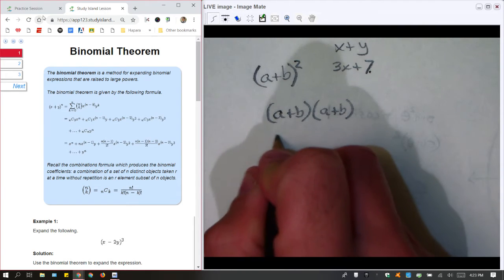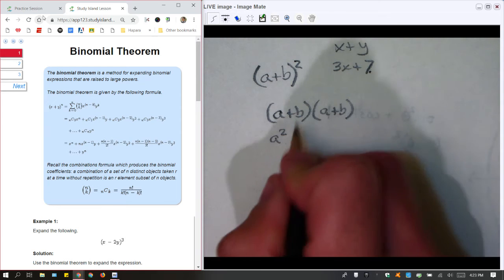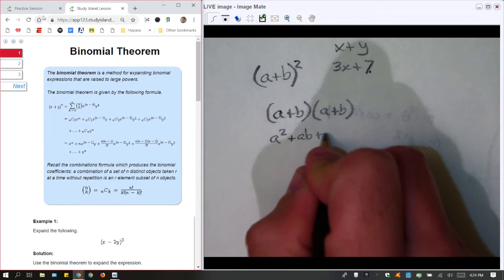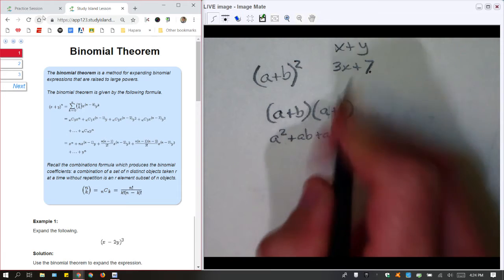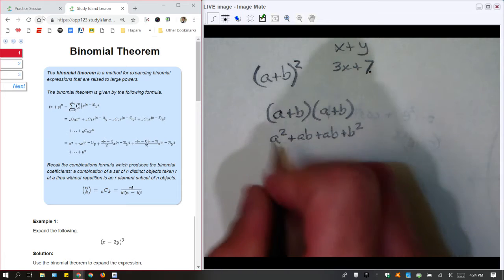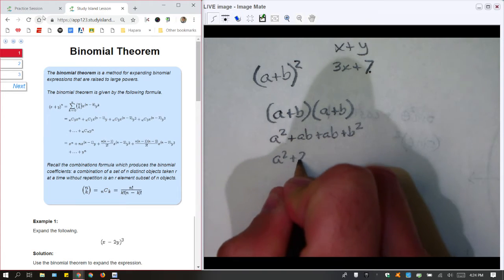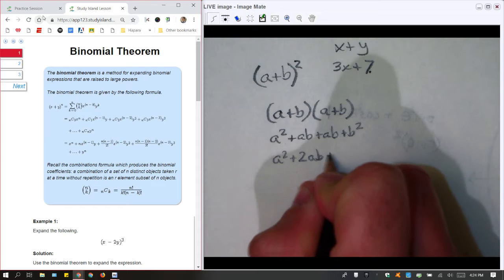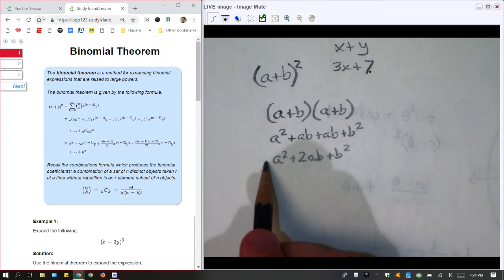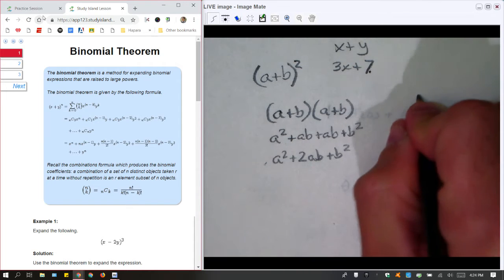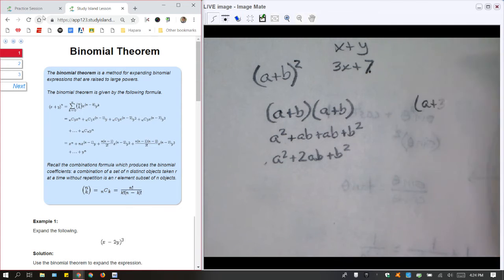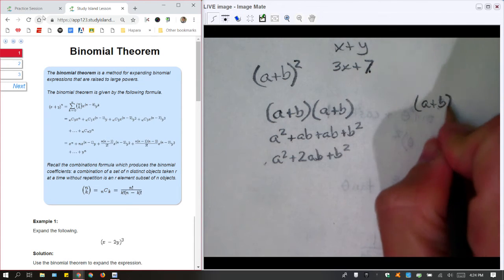A times a is a squared, a times b is ab, b times a is the same as ab, so plus another ab, and b times b is b squared, so plus b squared. Well, ab plus ab is 2ab, so I have a squared plus 2ab plus b squared. So if I said a plus b squared, this is what I get. Well, what if I said a plus b to the third power? A plus b to the third power, not a plus 3.